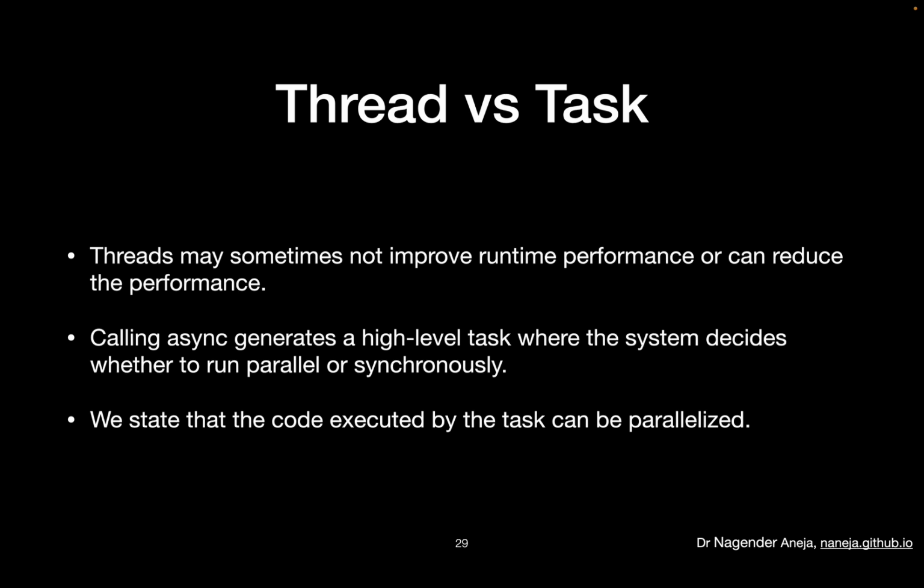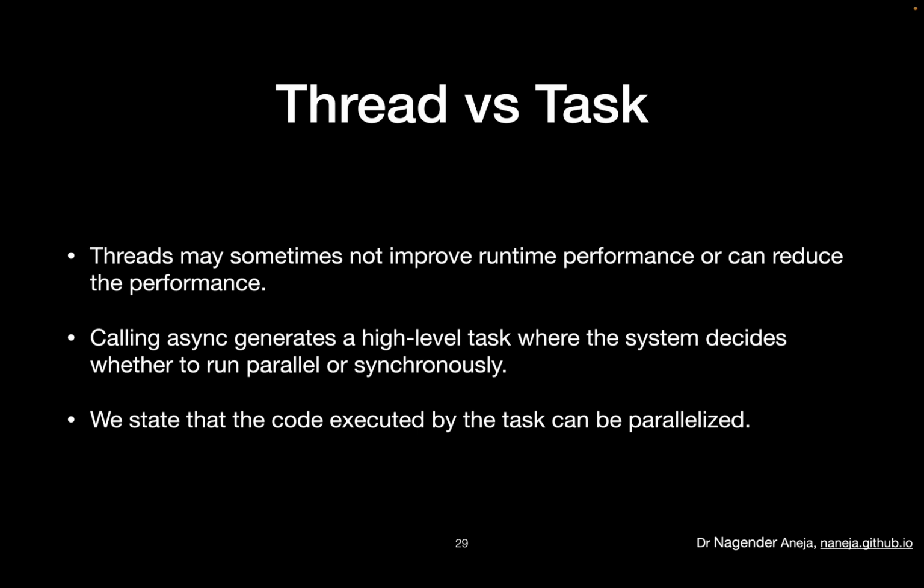So what's the difference between the thread and the task? Threads may sometimes not improve runtime performance and can even reduce the performance. So if you create a large number of threads, your performance can decrease. If you use a limited number of threads, then it's better, but we should not be creating a large number of threads. And we'll see an example when we increase the number of threads, and then when we have a lower number of threads, what's the benefit?